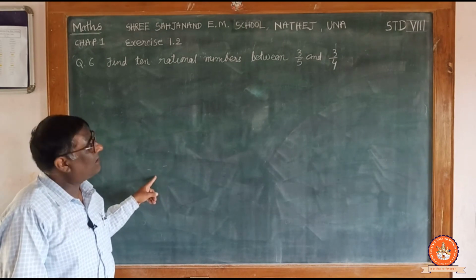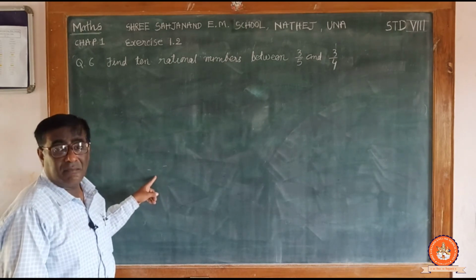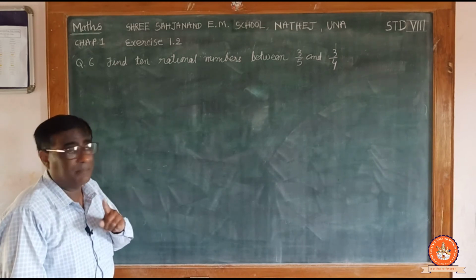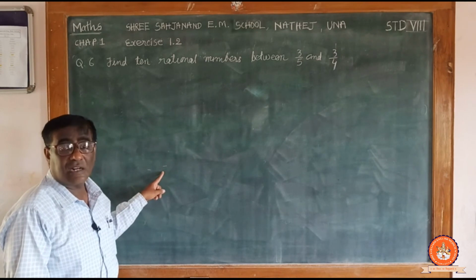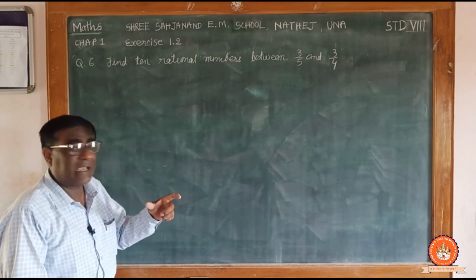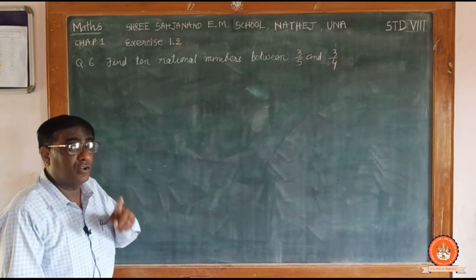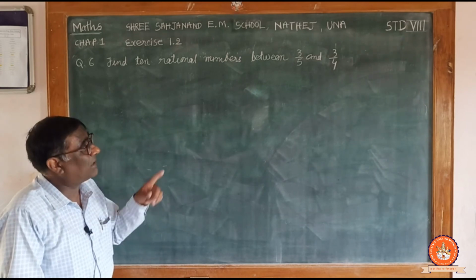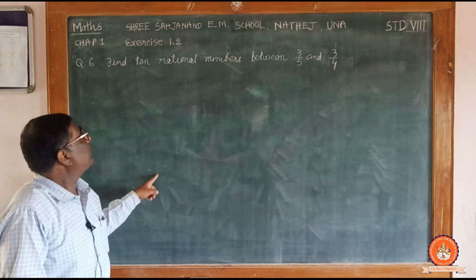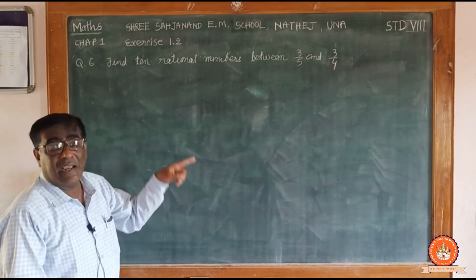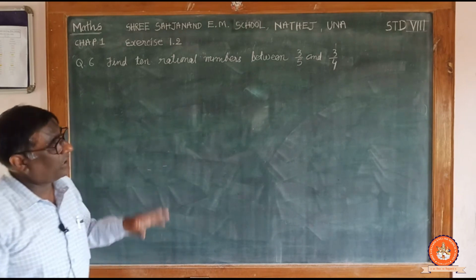And send me photographs on my WhatsApp account. Take a snap photo of it after solving it and send it, not in the group, in my personal account you can send it. So find 10 rational numbers between 3 by 5 and 3 by 4. Okay, very good.